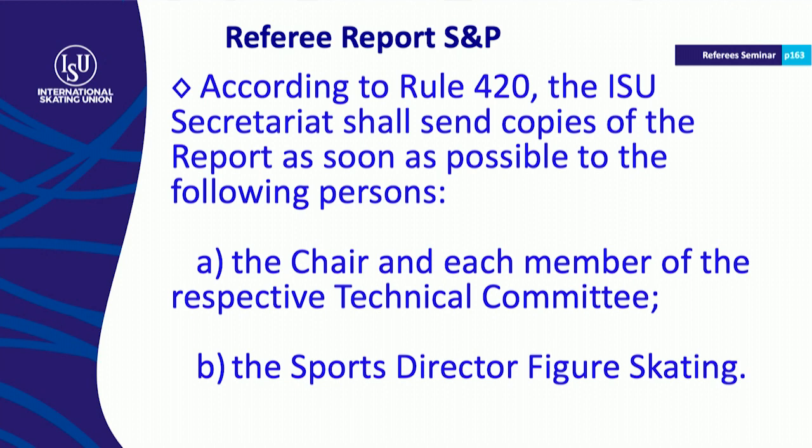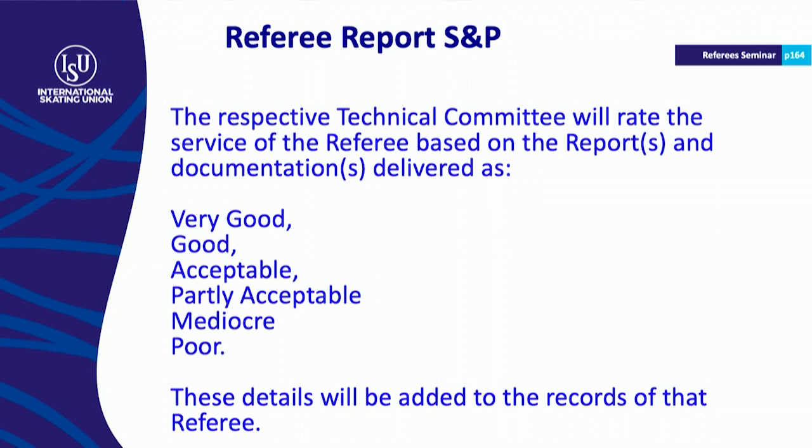And according to rule 420, the reports go to the following persons: the chair and each member of the respective technical committees, and the sport director of figure skating. So the reports are copied to these persons. And the respective technical committee rates the report. It can be very good, good, acceptable, partly acceptable, mediocre, and poor.